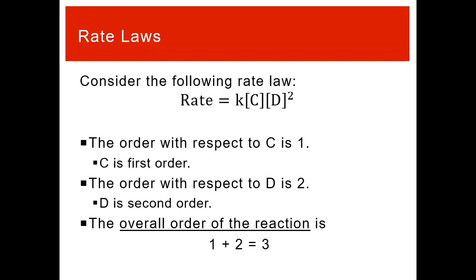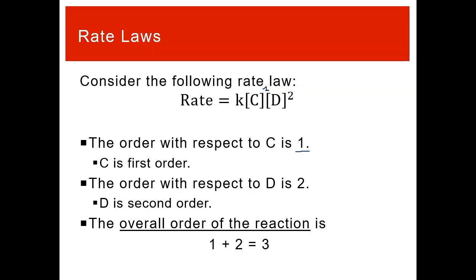When we are given a rate law, we want to be able to parse out of it what we're looking at. So rate is equal to k, then I have square bracket C, square bracket D with that 2 there. What this would tell me is that the order with respect to C is going to be 1. There is an implied 1 here. That's the exponent on the C term. We don't write the exponent if it's 1. So if there's no number written there, that implies that it is first power.